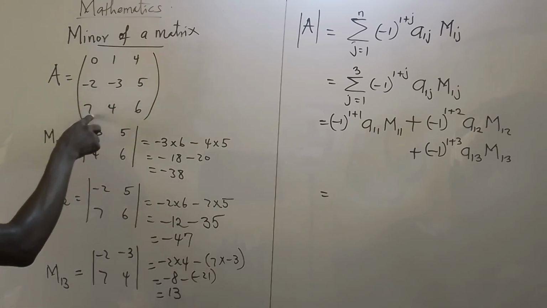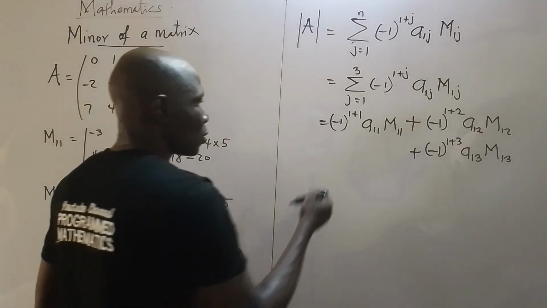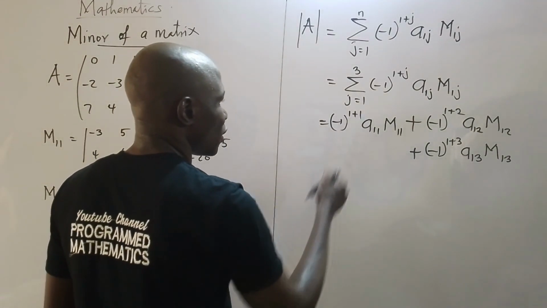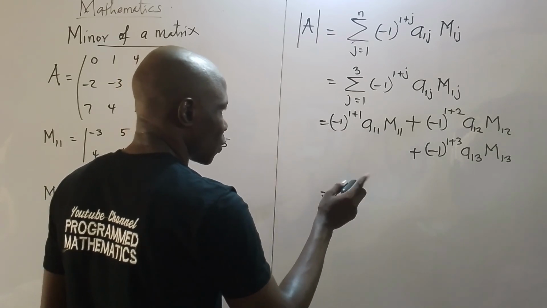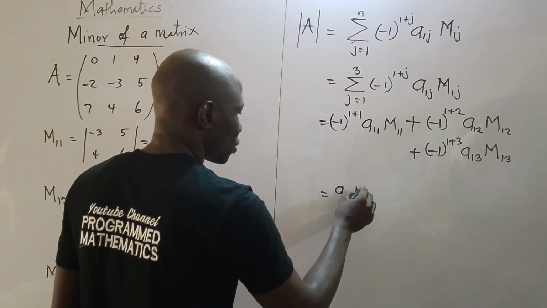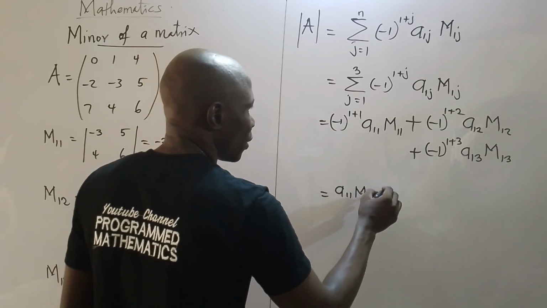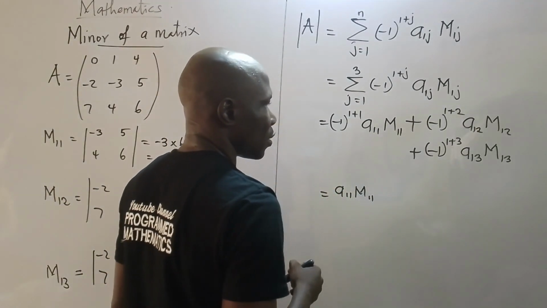Minus 2, minus 3, 7, 4. Minus 2 times 4, minus 8. 7 times minus 3, minus 21. So minus 8 plus 21 is 13. So all we need now is minus 1 raised to power 1 plus 1, which is 2. Minus 1 raised to power 2 is positive. So that's plus 1. So we simply add this as A11, M11. Now minus 1 raised to power 1 plus 2. 1 plus 2 is 3.